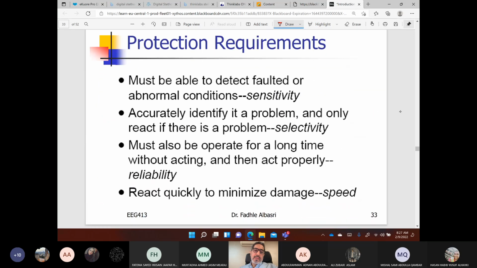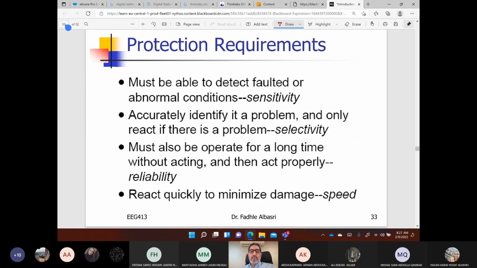Now, what are the protection requirements? A protection relay is considered good if it is sensitive. So sensitivity is one of the qualities of a good protection system. What does that mean? It is able to detect faulted or abnormal conditions with a minimum quantity of current, voltage, or frequency. So this is the sensitivity.